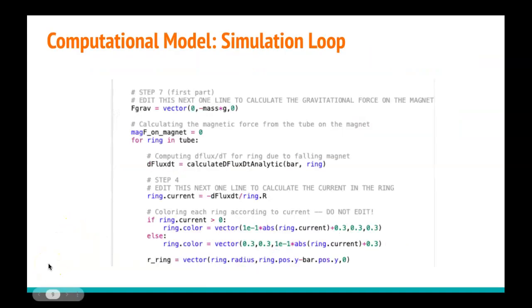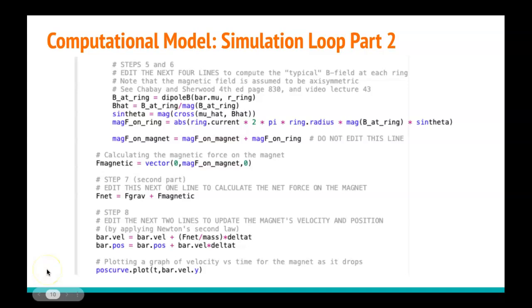Finally, we are getting into the simulation loop of the computational model. This set of code is where we inputted the line to calculate the gravitational force on the magnet. Lastly, for the simulation loop part 2, we edited the code to calculate the net force on the magnet and also updated the magnet's velocity and position while plotting a graph of the velocity versus time as the magnet drops.